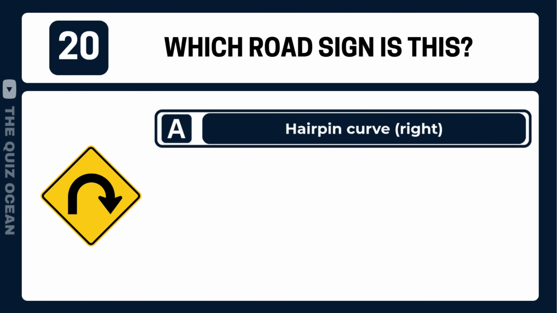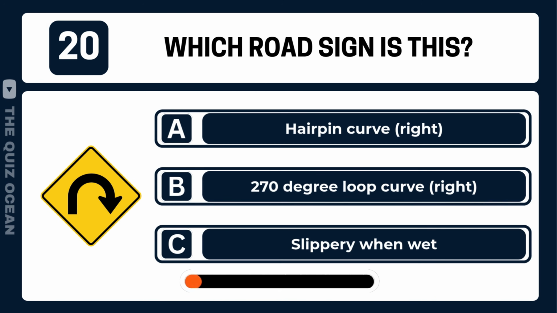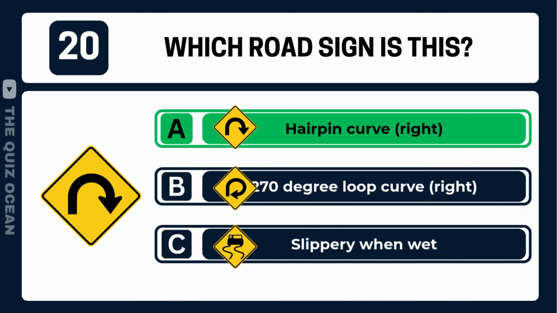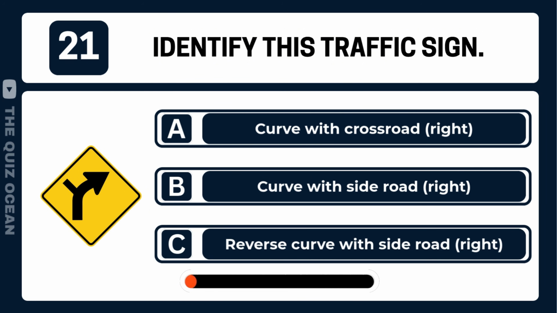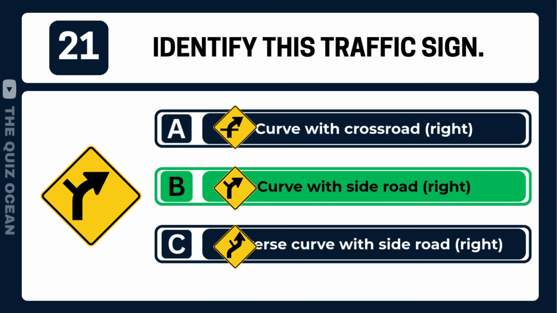Question 20. Which road sign is this? The answer is A. Hairpin curve right. Question 21. Identify this traffic sign. The answer is B. Curve with side road right.